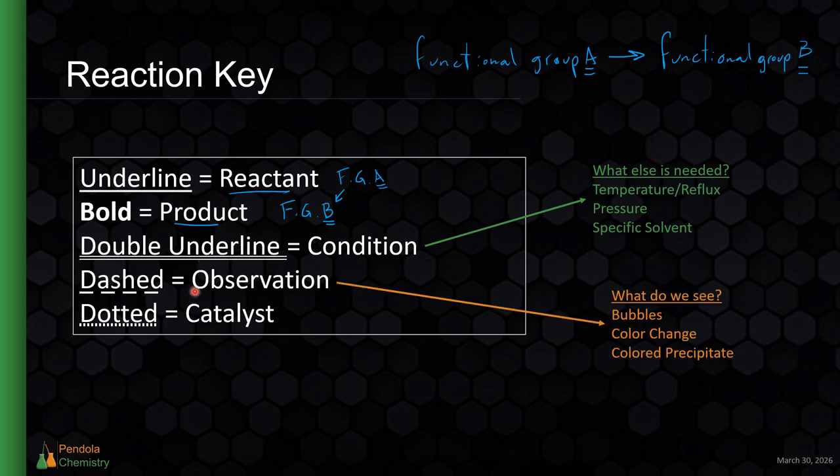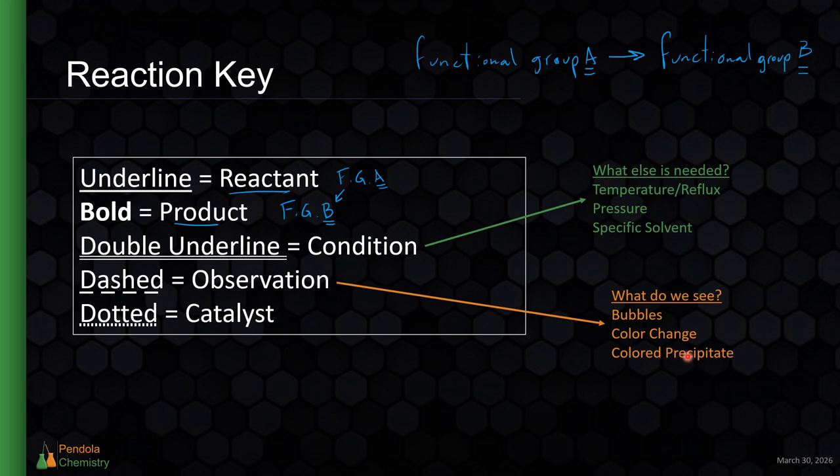A dashed line underneath a word is going to be an observation. Observations, which you will be asked for in the AICE exam, are what do we see? What do we visually observe when this reaction happens? Does it start bubbling? Is there a color change? Maybe the solution turns from clear to brown, or from orange to clear. Is there a colored precipitate?